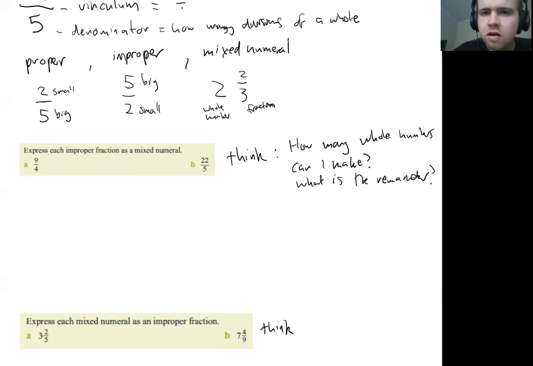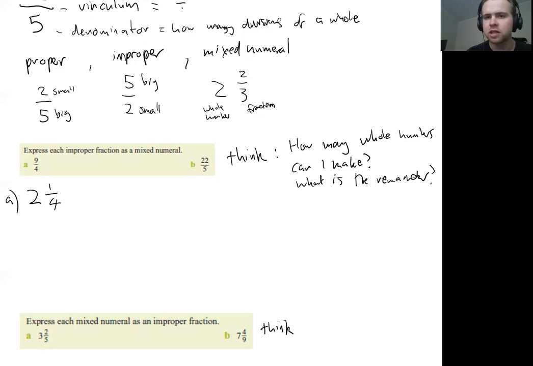So 9 quarters, or 9/4, okay? We've got to think how many whole numbers can I make, which is basically how many times does 4 fit into 9? So 4 fits into 9 2 times, so I can make 2 whole numbers. However, what is the remainder? If I divide 9 by 4, the remainder is going to be 1, so I'm going to be left with 1/4. And that's my answer for part A.